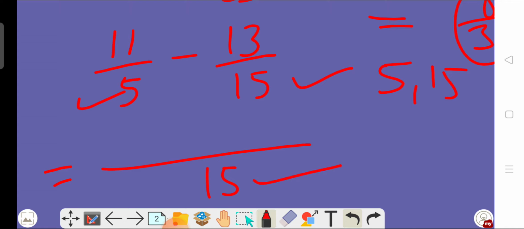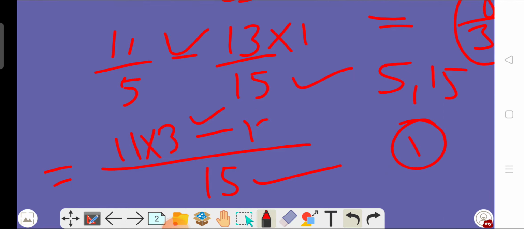Okay. Now what we have to do? We have to divide LCM by denominator. So when we divide 15 by 5, we will get 3 and we have to multiply 3 to numerator and that is 11. Put the same sign, here is minus, so here is also minus. Now divide 15 by 15, we will get 1 and we have to multiply that 1 to the numerator and that is 13. So this is equal to 13 multiplied by 1. Now the result is equal to 33 minus 13 by 15.